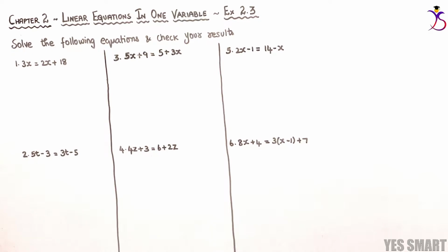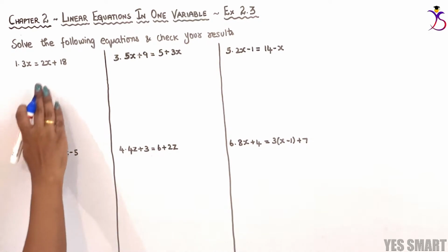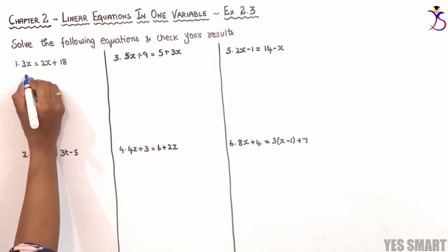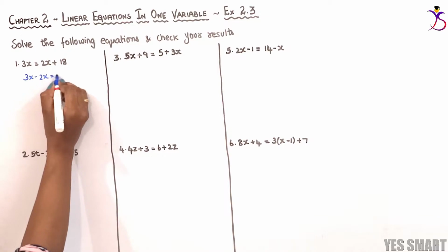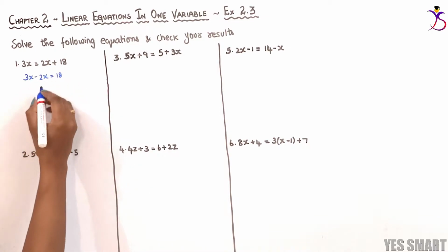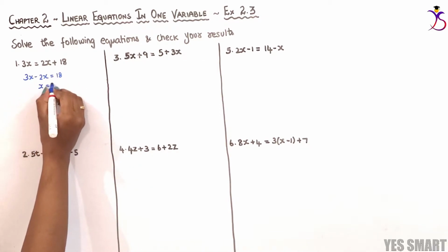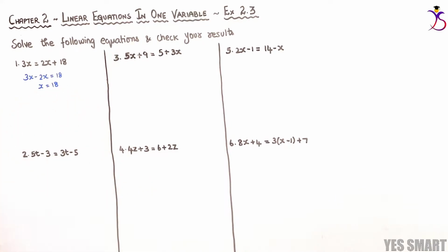First sum: 3x is equal to 2x plus 18. When we transpose plus 2x to this side, it becomes minus. So 3x minus 2x equal to 18. 3x minus 2x is x equal to 18. So the value of x is equal to 18.